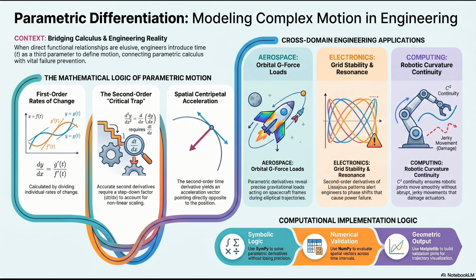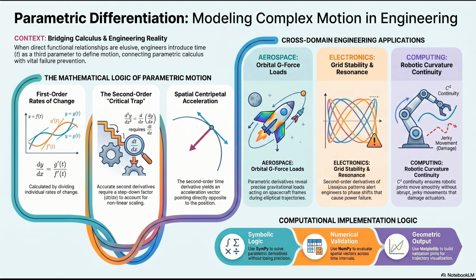And here's where the fatal math trap we talked about earlier becomes literally fatal. If an engineer gets lazy and just divides the two second derivatives without using that time-translating step-down factor, their math assumes the satellite is moving at a uniform rate. Which is a huge mistake. Right. They might vastly underestimate the inward g-force during the fastest, closest part of the orbit. The calculated stress limits would be entirely wrong.